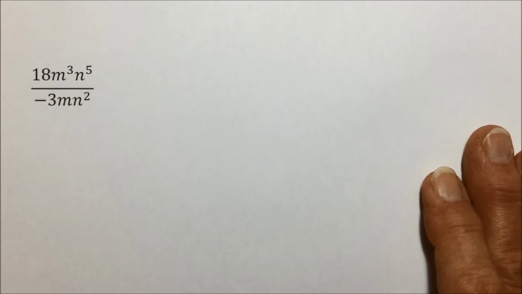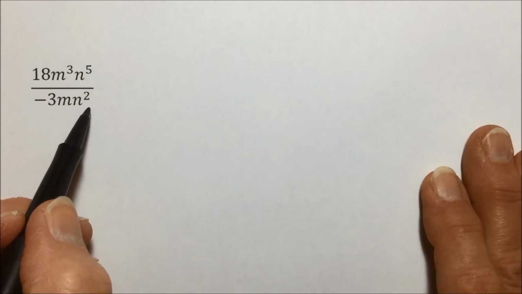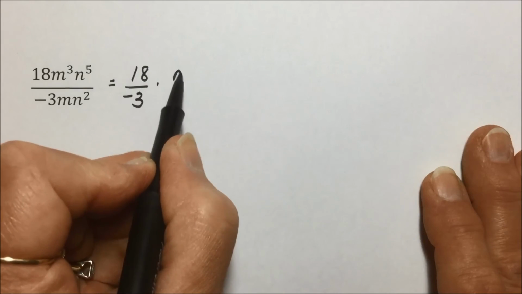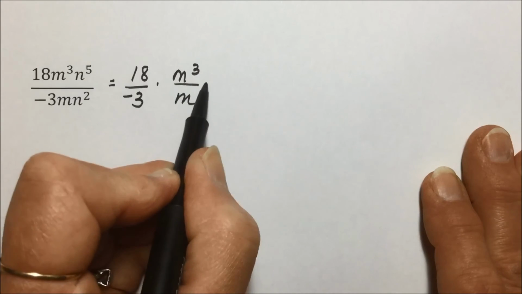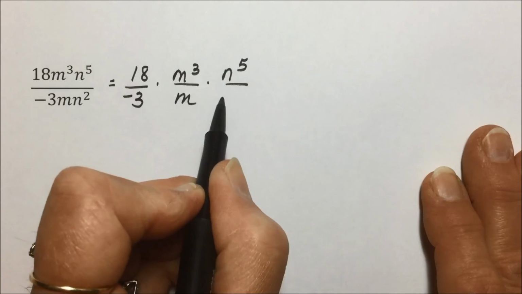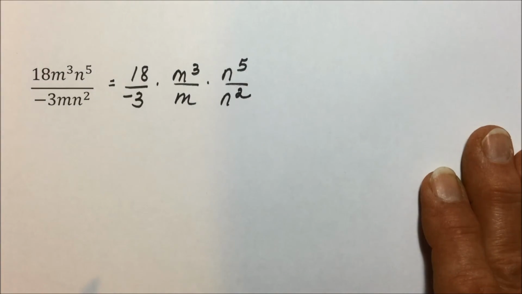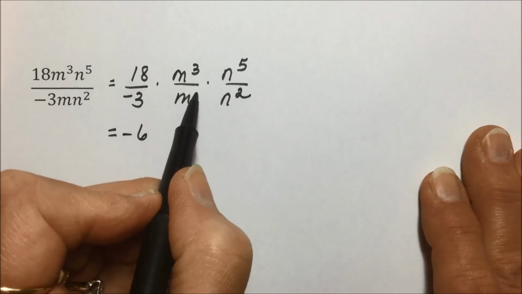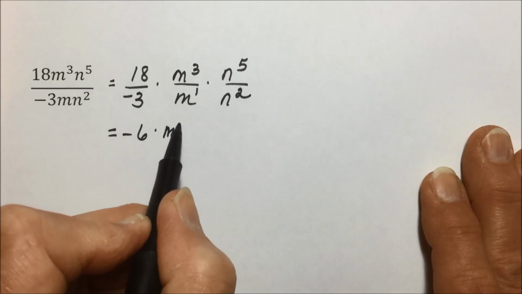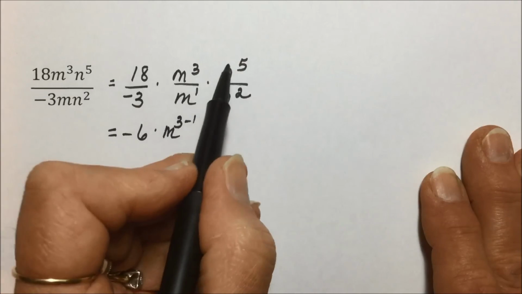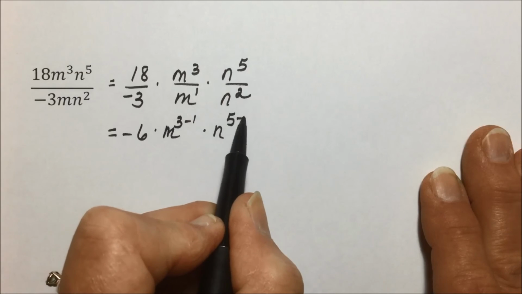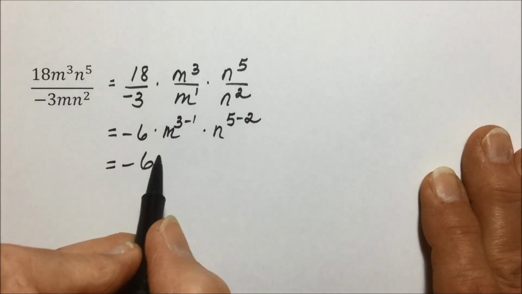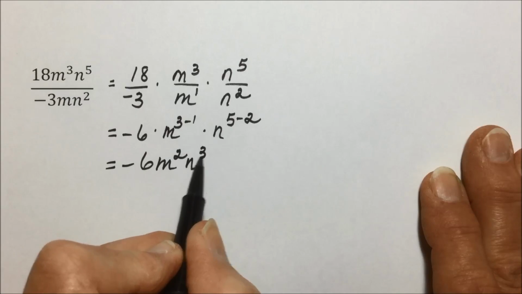In this last example here, we can break this product in the numerator and the denominator into components of similar terms in the numerator over similar terms in the denominator to simplify this. And at some point you may be doing this mentally, but just to illustrate what's going on, we have a positive divided by negative is a negative 6. Common bases in a quotient means we will subtract the exponents when a division is occurring. Same thing here. N to the 5th minus the exponential power in the denominator of 2. Simplifying, we have a negative 6, m to the 2nd, n to the 3rd power.